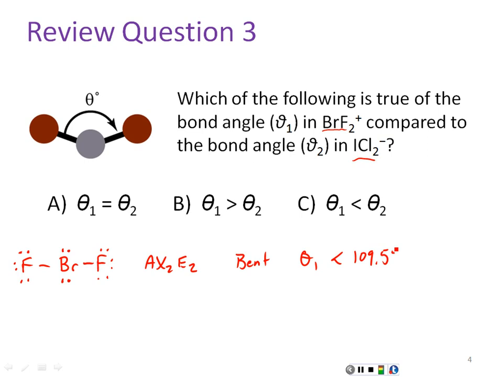Let's look at ICl2 minus. For this molecule, because we have the minus charge, we're actually going to have 22 electrons to work with. And it's going to be the same basic pattern as the molecule above, but now we have 2 extra electrons.